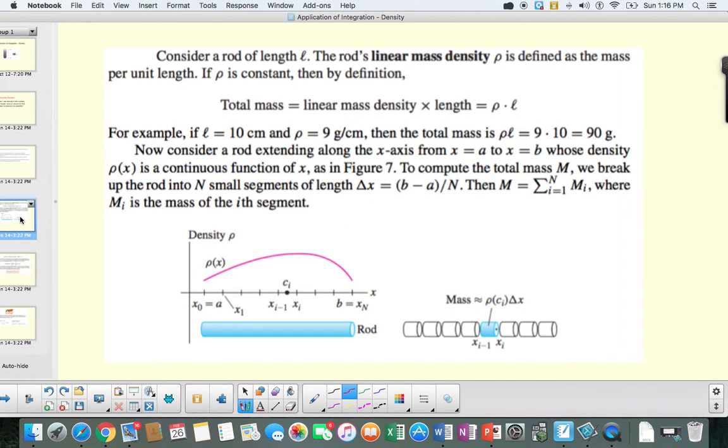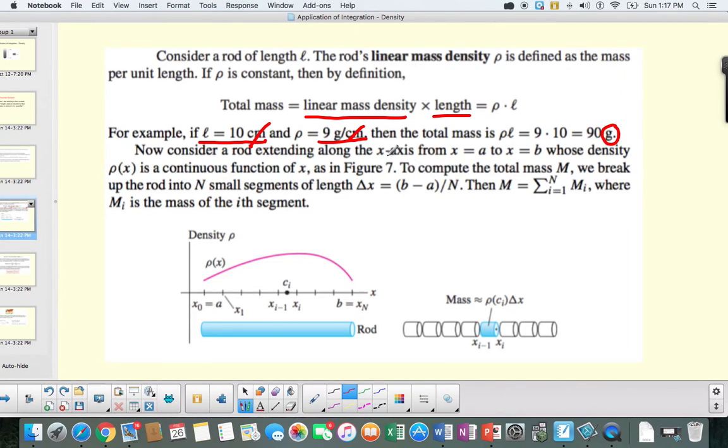Let's take a look at linear mass density. If we wanted to figure out the total mass and we knew the linear mass density and the length, we could multiply those together. For instance, the length were 10 centimeters and the density, this Greek letter called rho, 9 grams per centimeter. If we multiply these two, the centimeters are going to reduce and we're just going to end up getting grams.